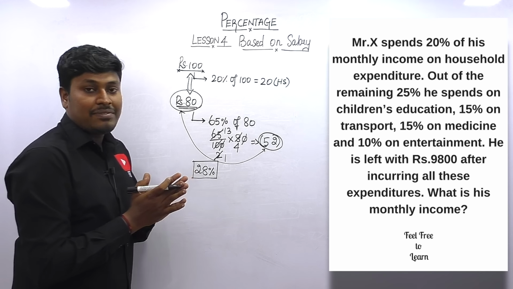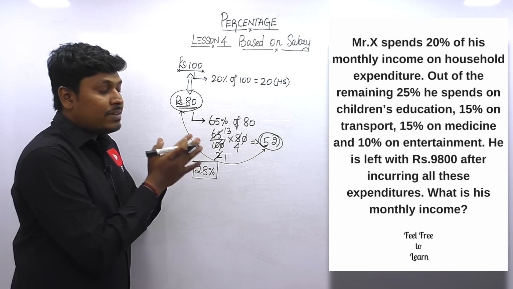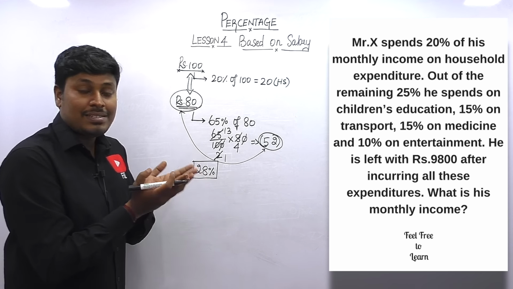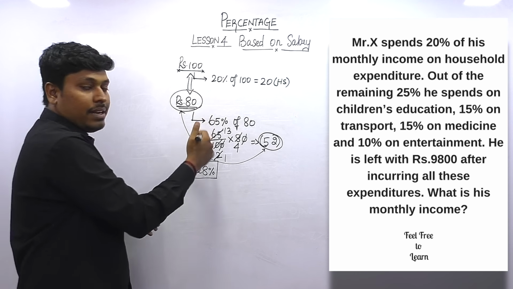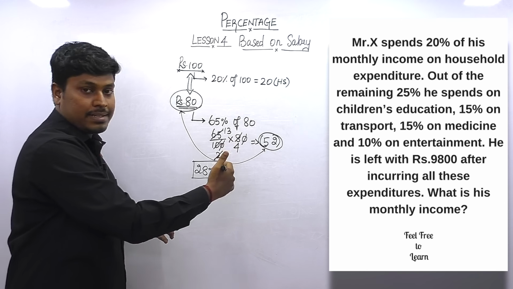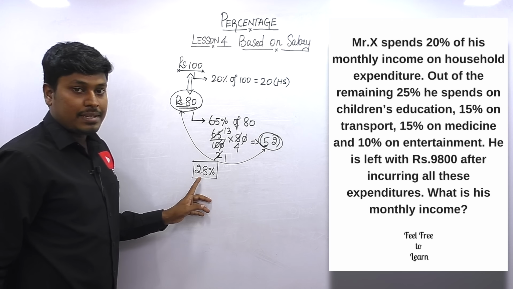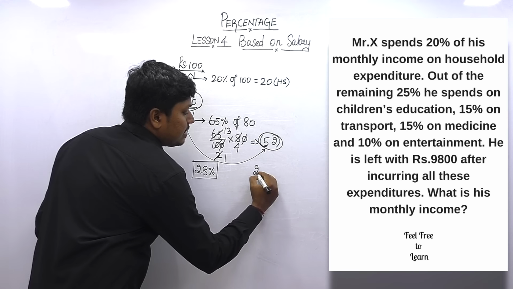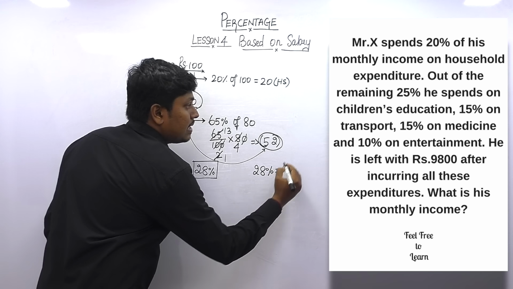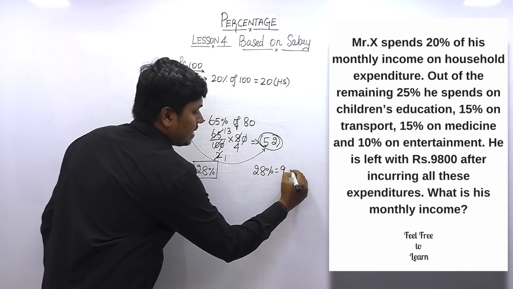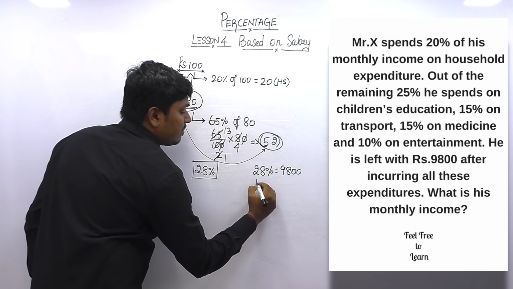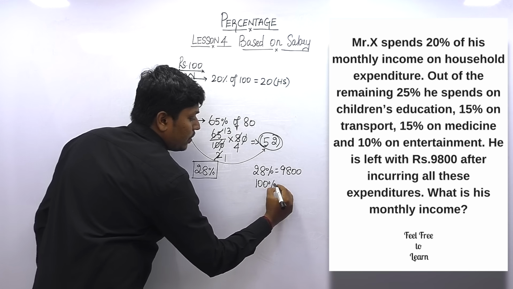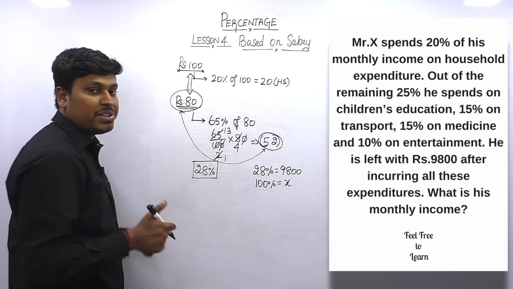Now in the question they have directly given that he is left with rupees 9,800, which is he had a cash of 9,800, and we have calculated after spending this much percentage he had 28 percentage remaining. So we can say that this 28 percentage is 9,800. Our target is to find what is the monthly income. So monthly income we have kept as 100 rupees. Now you can make it as 100 percentage is equal to X.